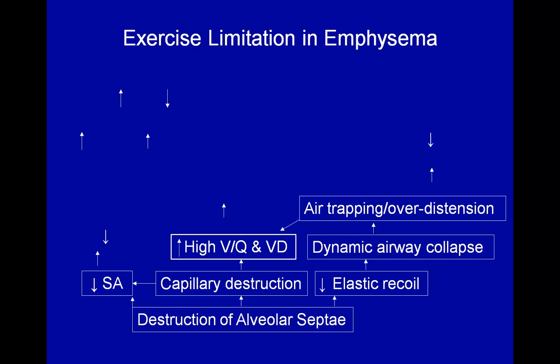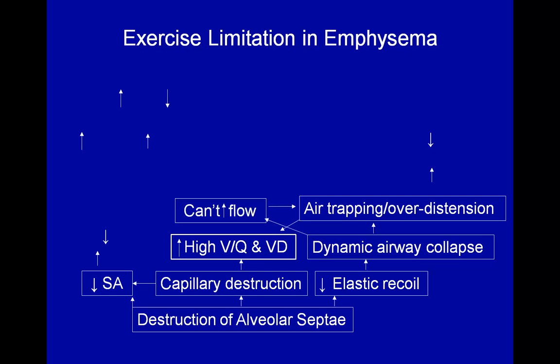And we go back to the fact that with loss of elastic recoil, we have dynamic airway collapse, which goes back to the equal pressure point theory. We're going to air trap gas in those alveoli that don't have time to empty. And when we over distend those alveoli, that also is going to cause more high VQ and dead space. We're going to cut off the capillaries to ventilated alveoli. So even from that standpoint, we are going to worsen dead space and impede CO2 elimination.